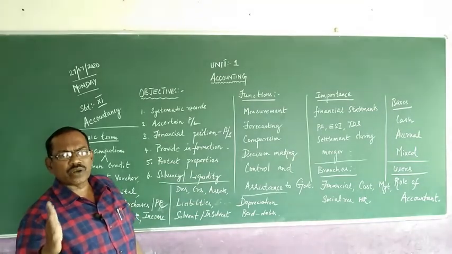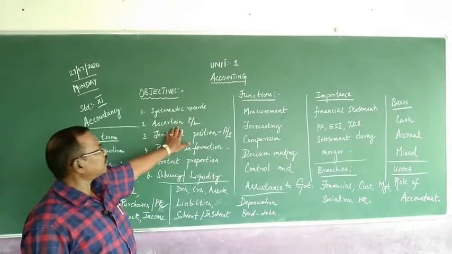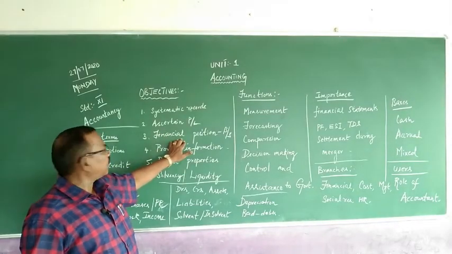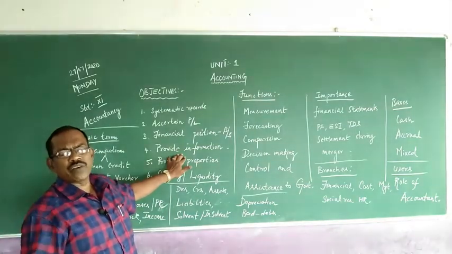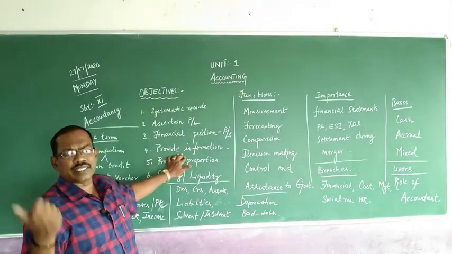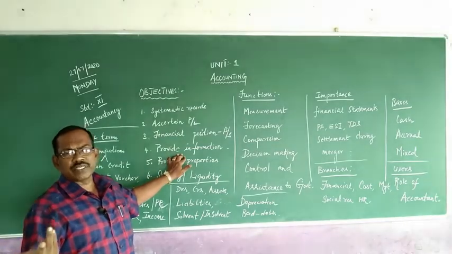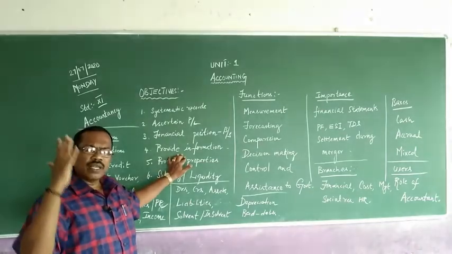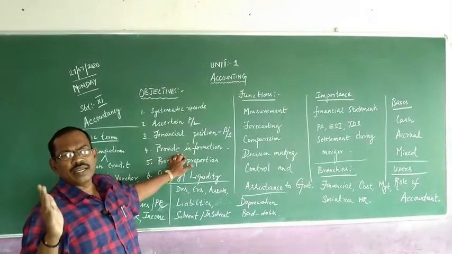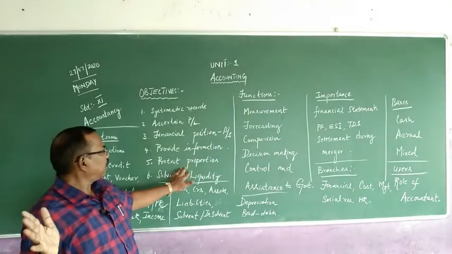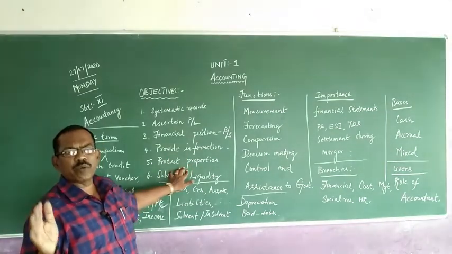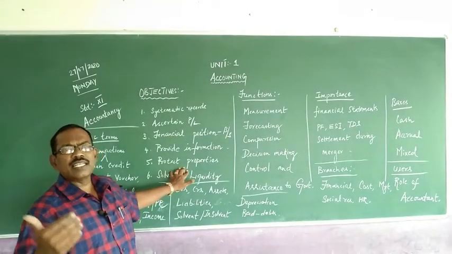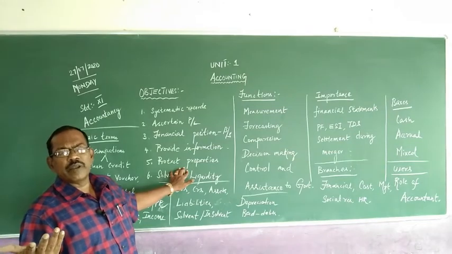What are the objectives of accounting? Systematic maintenance of records, ascertainment of profit or loss, enabling us to find the financial position of a concern, and providing all the required information for the management to take decisions. Without past and present information, nobody will be able to make any decision. Then protecting and safeguarding the properties of the business. Properties here in accountancy stands for assets, tangible assets.